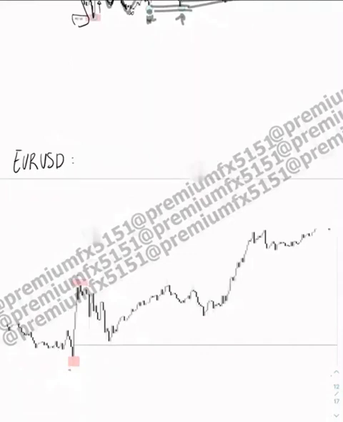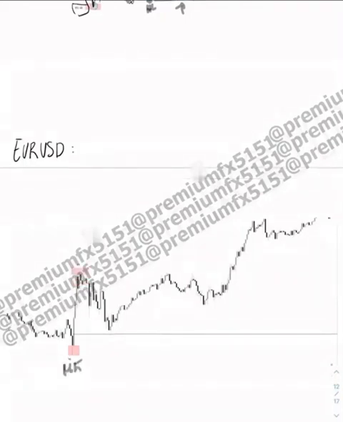Another example, Euro US dollar. Okay, we see again, I think this is M15, so I'm going to go on this one. In this example, I'm going to go a little bit lower, but that's fine, just to show you how fractal the market truly is, and the importance of this understanding from M15.